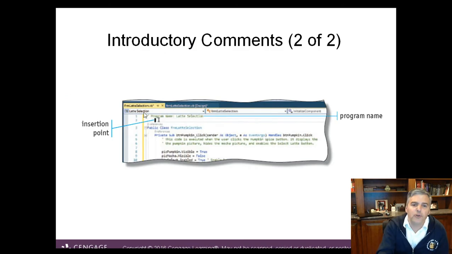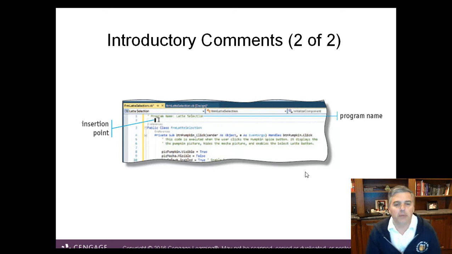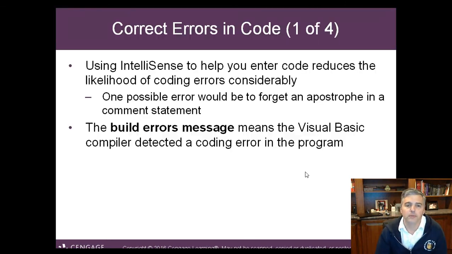So your introductory comments are always going to go at the top of the program above the public class. So you can see here they've started it apostrophe program name column, and this is the latte selection, and you put developer name, you put your name, you put the date, and you put the purpose of the program. Very, very important. That's something I'm going to be grading you on, having those comments in every single one of your programs.